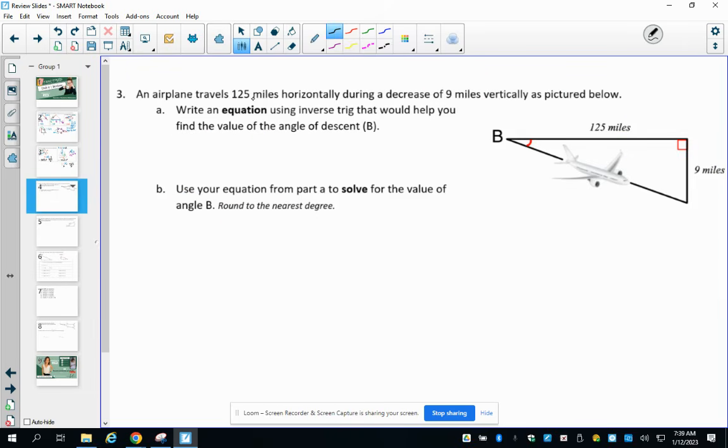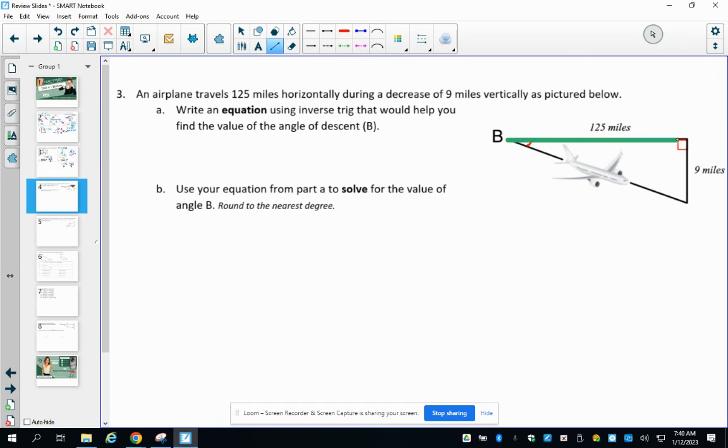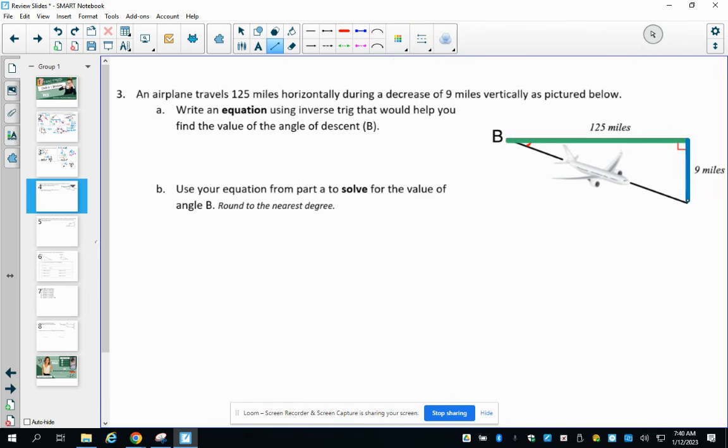Number 3, an airplane travels 125 miles horizontally during a decrease of 9 miles vertically. So they're giving us that the horizontal distance the plane traveled is 125, versus the vertical distance it traveled, which is 9. Write an equation using inverse trig that would help you find the value of the descent angle. So the angle of descent is this angle here.